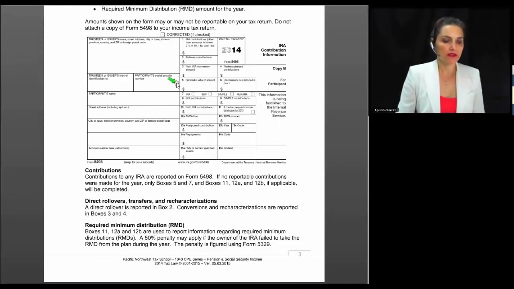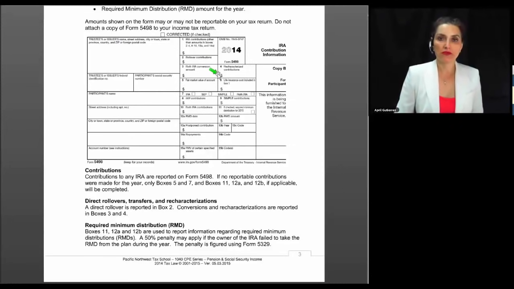And then finally, it shows the fair market value of the account in box 5, and it's referring to the fair market value of the account on the last day of the year. The fair market value of the account on the last day of the year could be the only number that appears on this form, and very often it is the only number that appears on the form. If no contributions were made during the year, no rollovers, no recharacterizations, nothing really exciting happened with the account at all, you may get this form and it'll simply tell you the year-end value of the account.